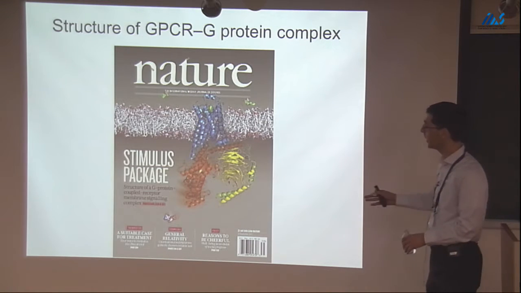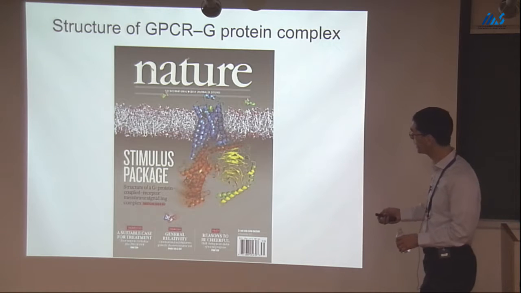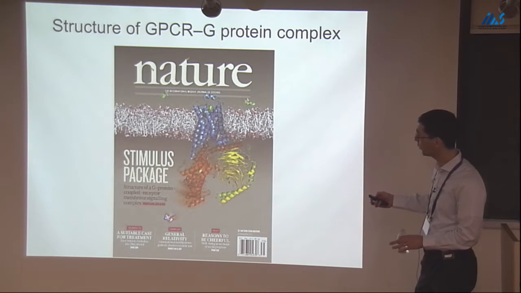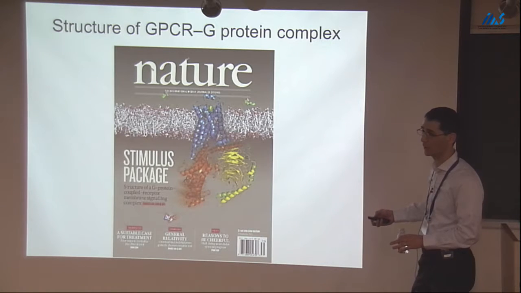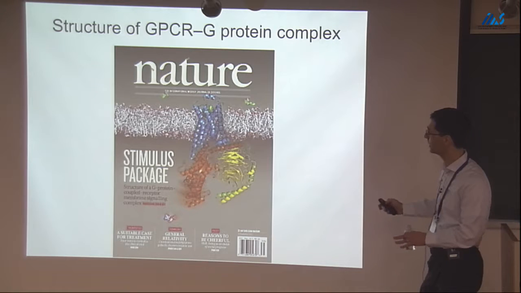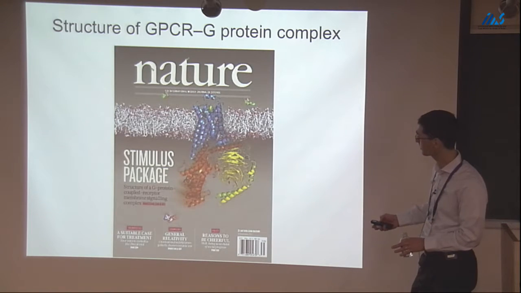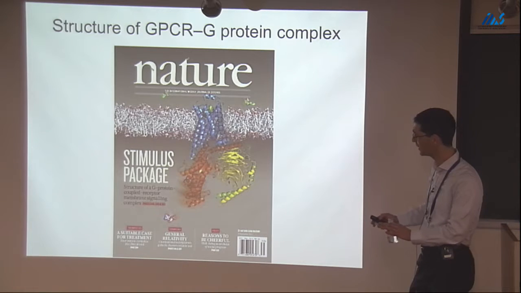Now, one major step toward answering that question was this paper that came out at the end of 2011. This is the first and actually still the only structure of a GPCR bound to a G protein. It's probably a big part of the reason that Brian Kobilka won the Nobel Prize the following year. So this structure is useful, but it still doesn't tell us what's happening. In fact, it raises some major questions.